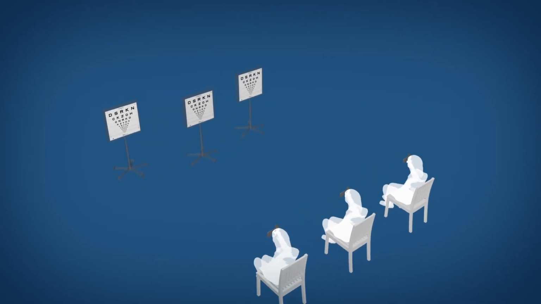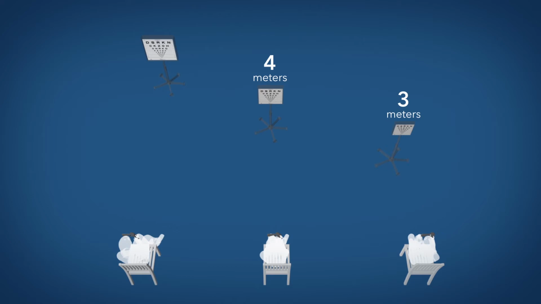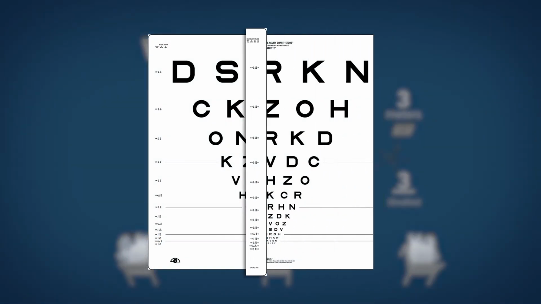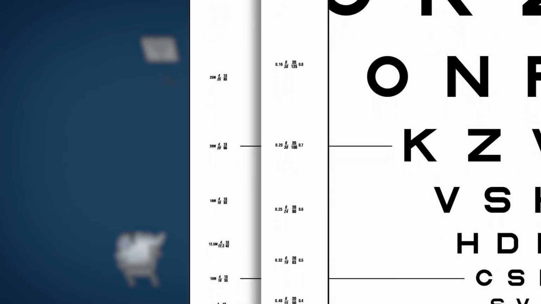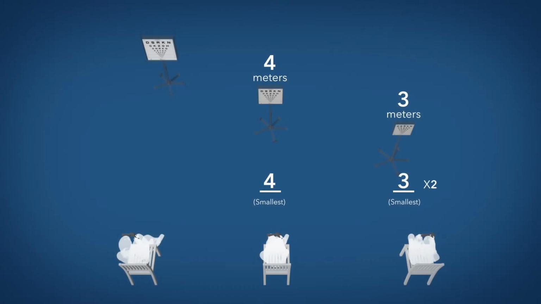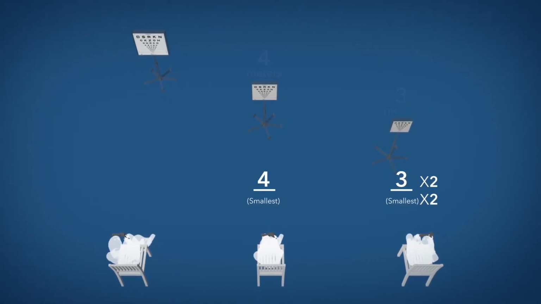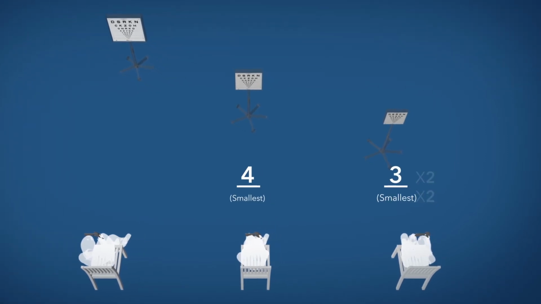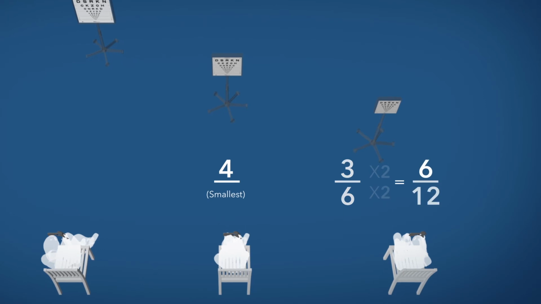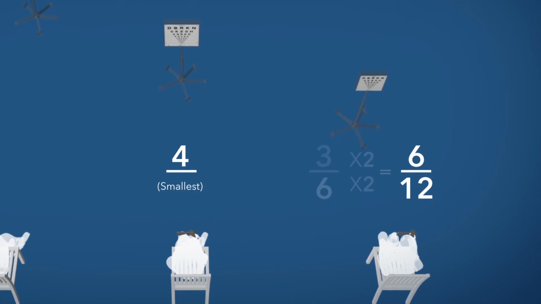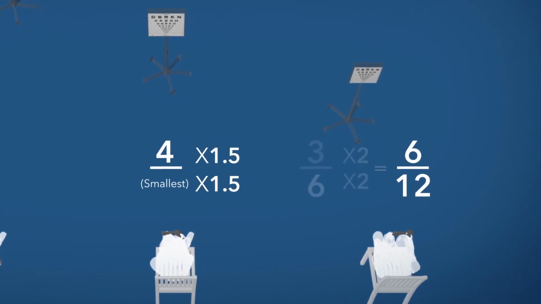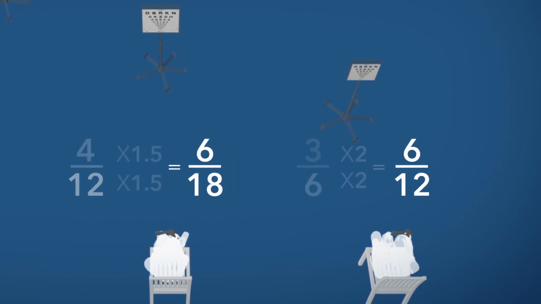If you're using a 3 or 4 meter chart, then the acuity is expressed as 3 over the smallest line that they can read, or 4 over the smallest line. Alternatively, some charts have a 6 meter equivalent reading written on the side. If they don't, you can convert to a 6 meter equivalent by multiplying the top and bottom numbers by 2 for a 3 meter chart. So for example, 3/6 multiplied by 2 becomes 6/12. If you've got a 4 meter chart, you can multiply the top and bottom numbers by 1.5. So for example, 4/12 becomes 6/18.